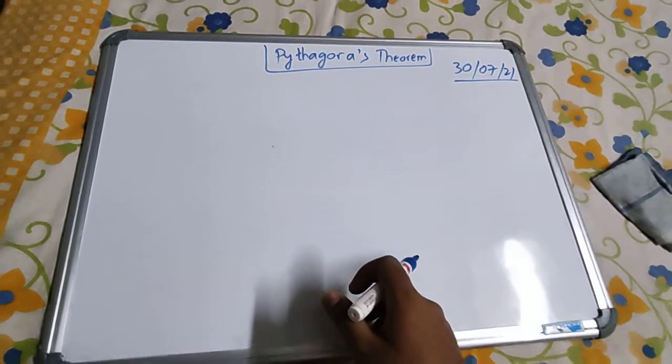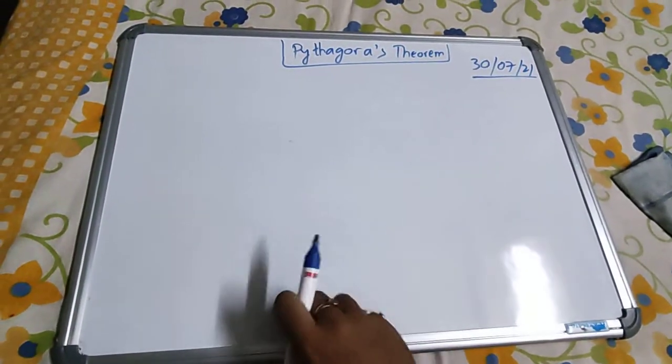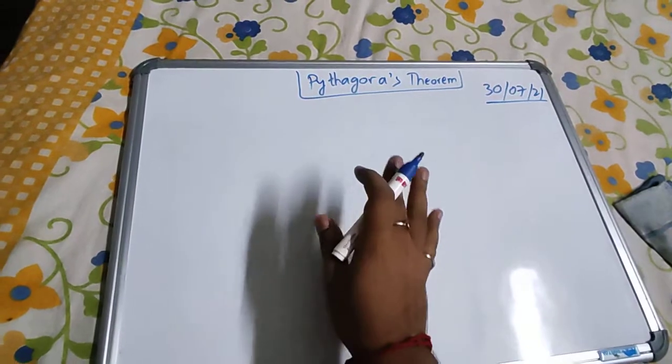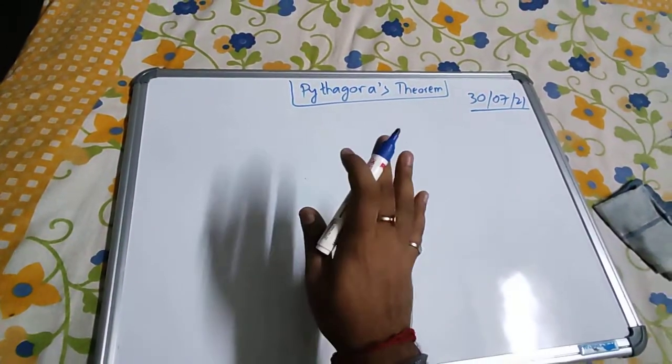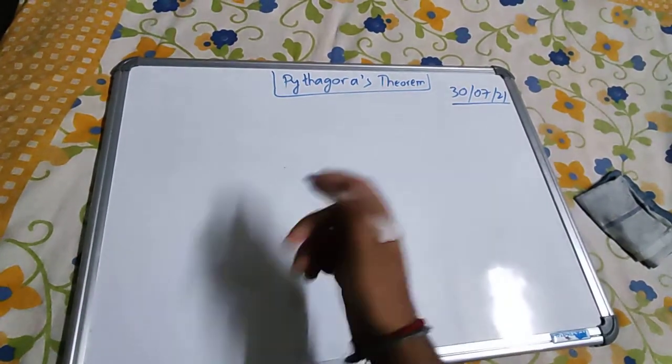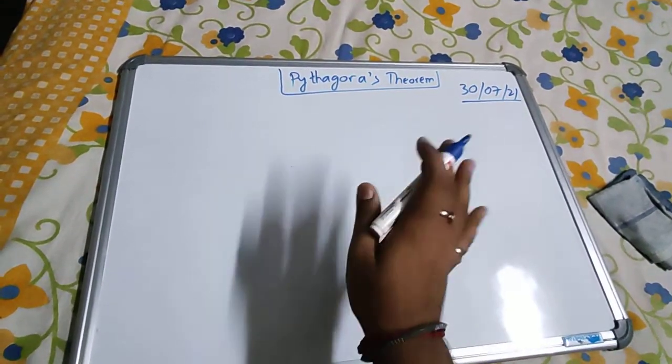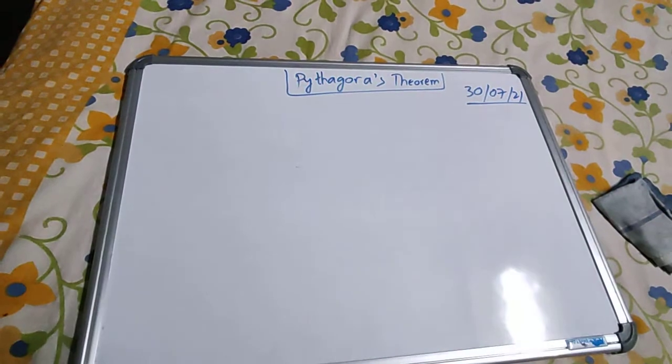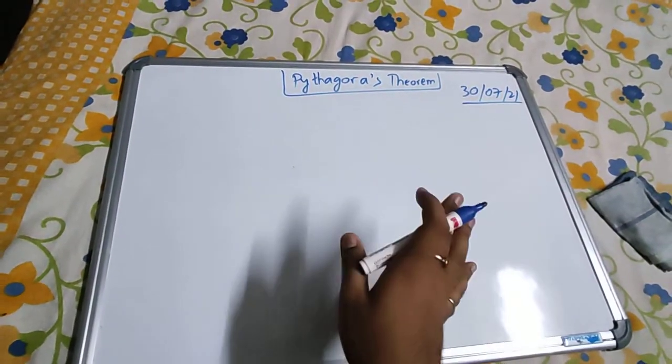Okay students, so today we will be learning the concepts of Pythagoras theorem. That means the total Pythagoras theorem we will be learning. Pythagoras was a scientist, or rather a mathematician, who discovered the Pythagoras theorem. So what is the Pythagoras theorem mainly? The Pythagoras theorem is mainly based on any right angle triangle.